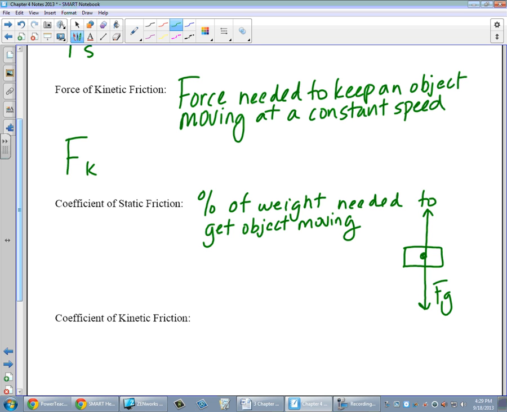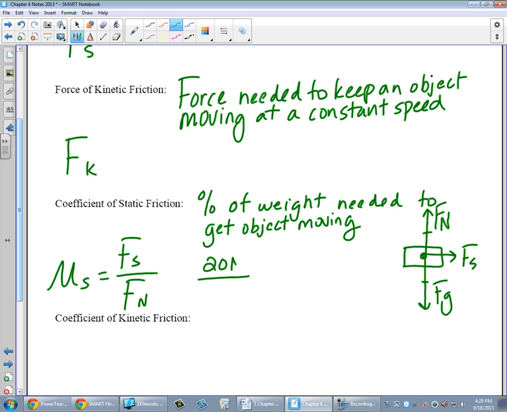So, I have an object sitting on a flat surface where Fg and Fn are equal and opposite. And if I have a force of static friction pushing to the side, the coefficient of static friction would be defined as the force of static friction over the normal force. So if it takes me 20 newtons to push and get a 100 Newton object going, that would be a coefficient of friction of 0.2 or 20%.